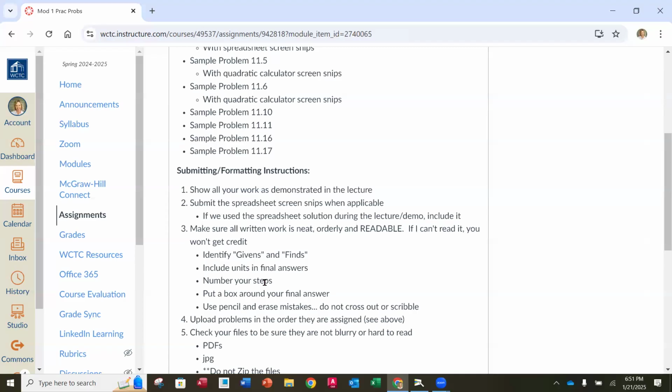You're going to be submitting spreadsheet screen snips where applicable. There are going to be some places where I'm going to be showing you how we can use Excel to write little calculators, or for a whole problem, how we can go through that process.